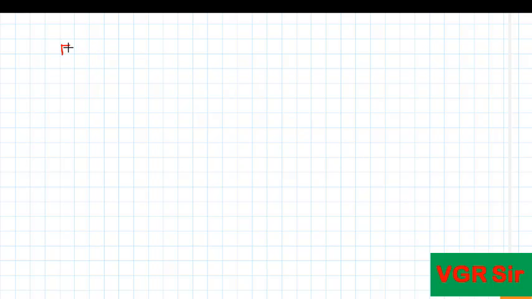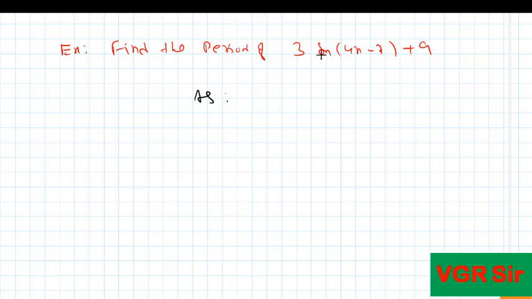Example: find the period of 3 into sine of 4x minus 7 plus 9. Directly you can write the answer. Since sine is involved, what is the fundamental period of the sine function? 2 pi. 2 pi by x coefficient 4 is equal to pi by 2. Pi by 2 is the period of the given function. Substitute, you will get the same answer. One thing.